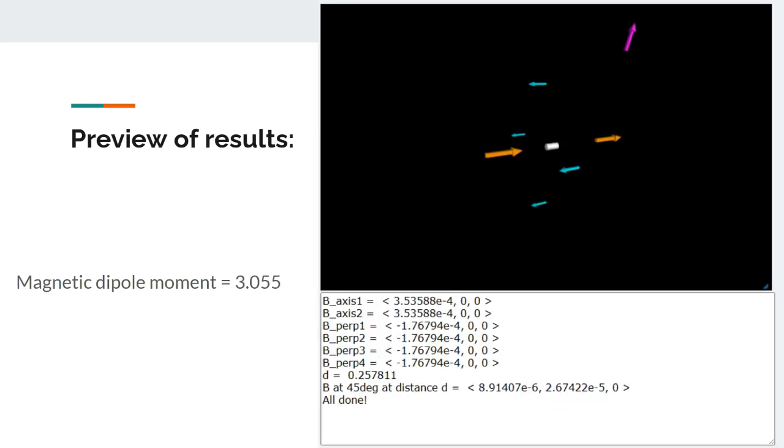This is a little preview of the results from the computational model and the magnetic dipole moment.